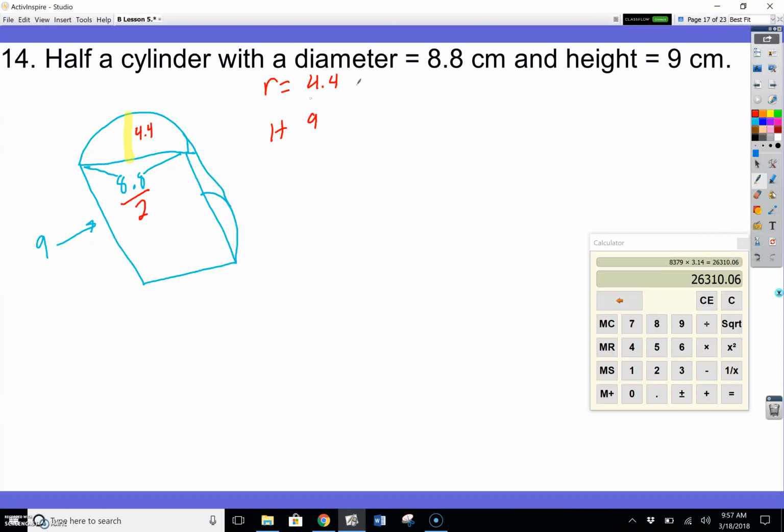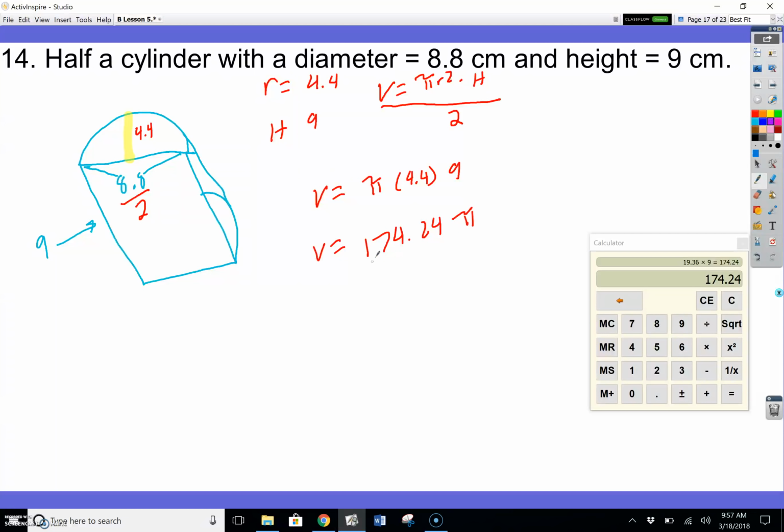Now nothing changes. I'm going to pretend to find the volume of the entire cylinder. So volume equals pi r squared times the height. But remember, I want half the cylinder, so I'm going to divide this whole thing by 2 once I get my answer. We're going to worry about that part at the very end. But it's going to look like volume equals pi times 4.4 squared times 9. So 4.4 to the second power is 19.36, and I'm going to multiply that number by 9. That's going to give me 174.24 pi. That's the volume of the entire cylinder.